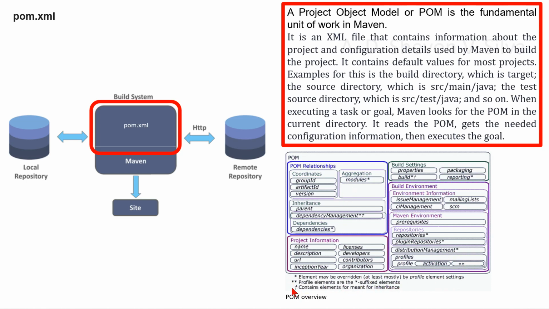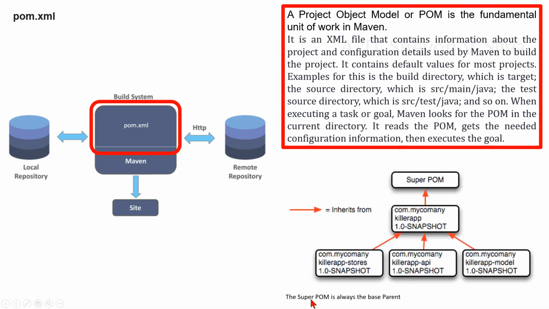These are the elements meant for inheritance. Here you can see dependency management and build. Here you can see the super POM is always the base parent. The super POM: all Maven projects' POMs extend the super POM, which defines a set of defaults shared by all projects. The super POM is a part of the Maven installation.